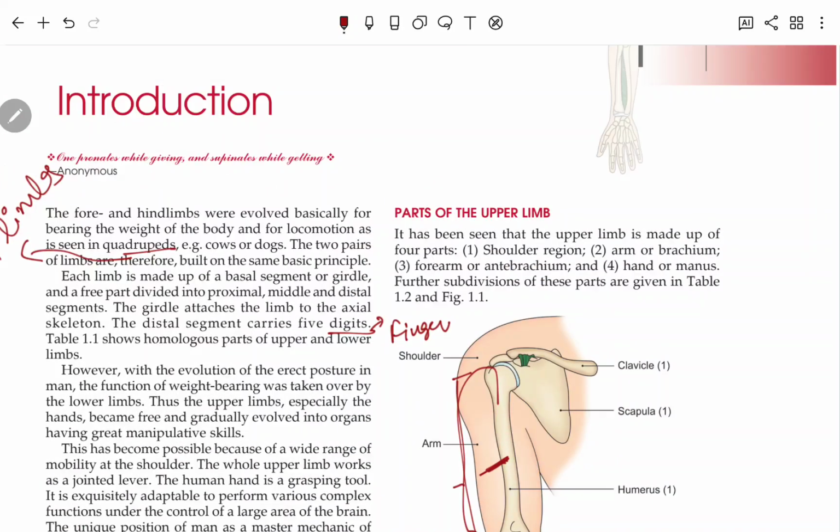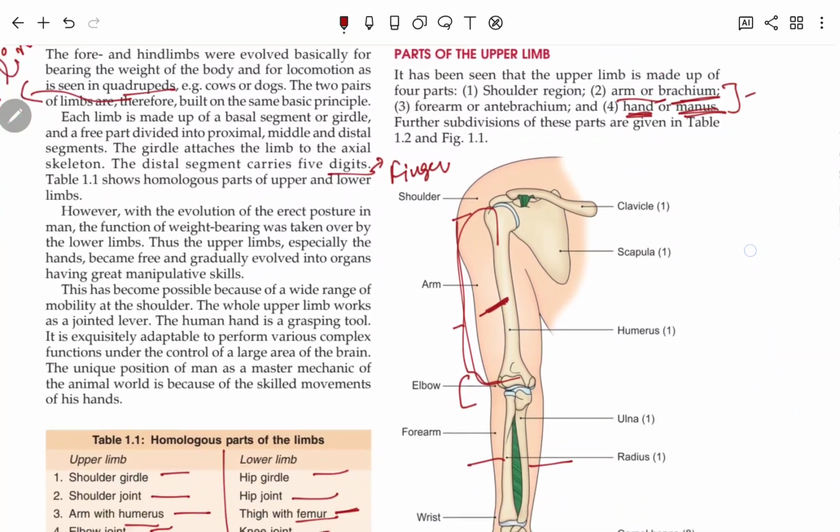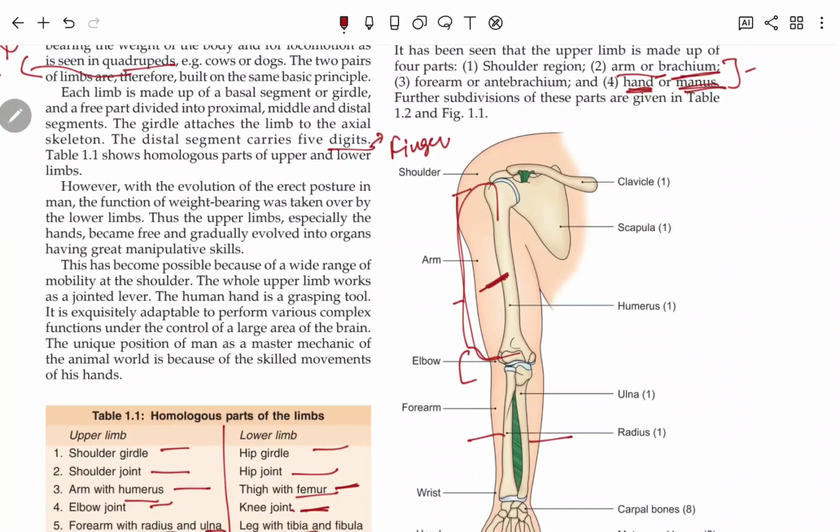Parts of the upper limb. It has been seen that the upper limb is made up of 4 parts: shoulder girdle, arm or brachium, forearm or antebrachium, and hand or manus. The synonyms can be used in your MCQ entrance exams, so do remember them once.